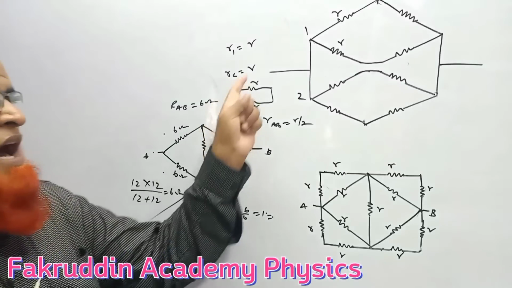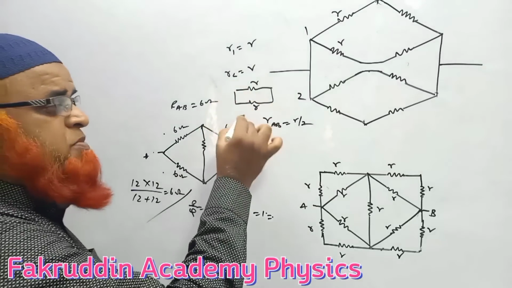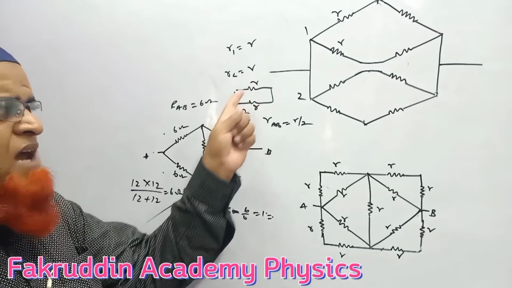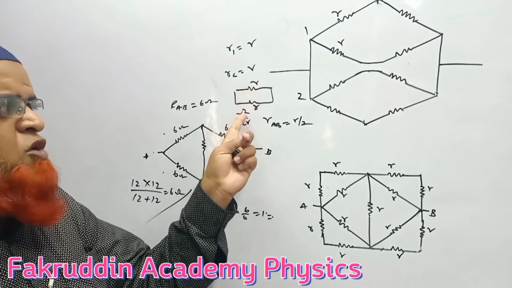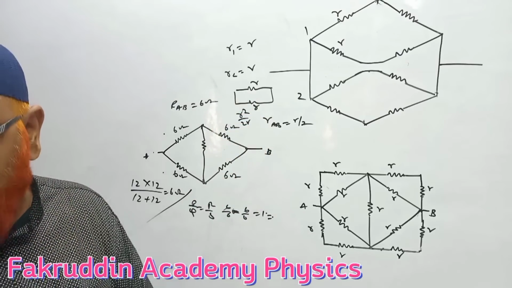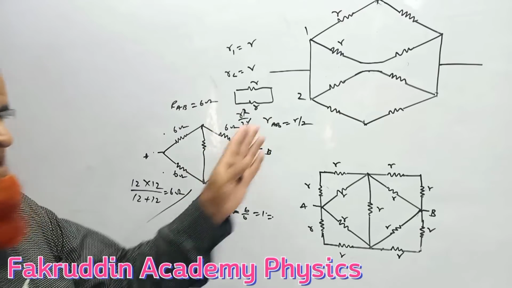Because R1 R2 by R1 plus R2, r into r by r plus r, is nothing but r square by 2r. R1 R2 by R1 plus R2, no? So R1 R2 means r square, and R1 plus R2 means r plus r, that is equal to 2r here. So the answer is r by 2 here.